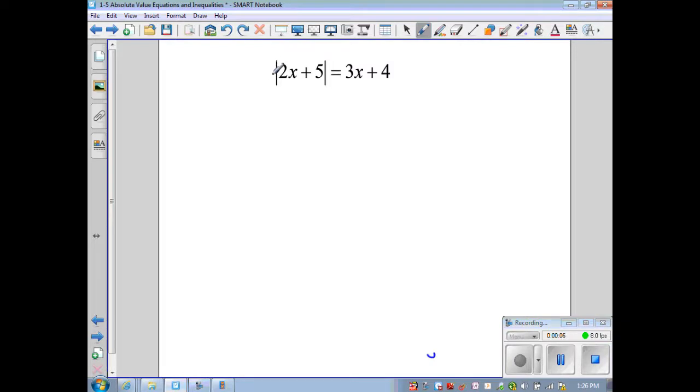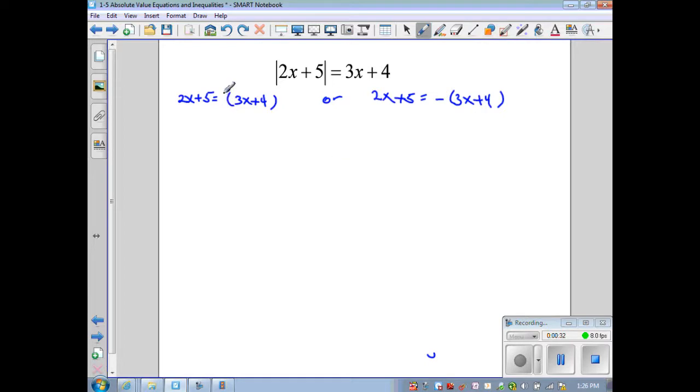I already have my absolute value isolated, so let's set up my two equations. 2x plus 5 equals, and when I have an expression on one side, I'm going to group that in parentheses, or 2x plus 5 equals 3x plus 4. Now, you can see why I put them in parentheses, because I need to make this one negative.